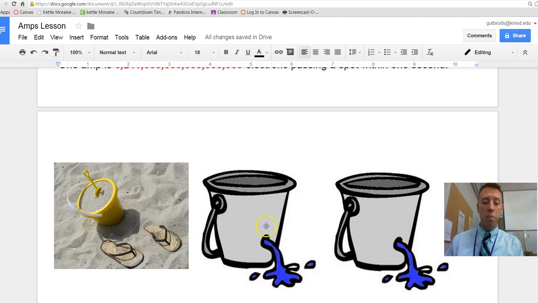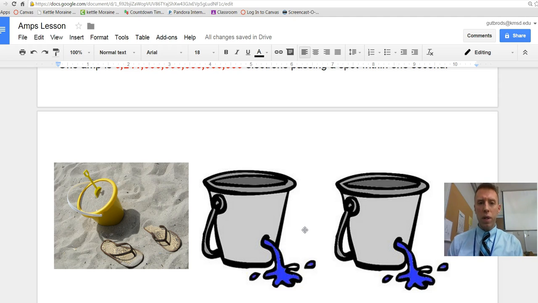We put a hole in that bucket. Let's just say bucket number 1. Here's bucket number 1. We put a hole in that bucket. Let's say it's the size of your pinky. So look at your pinky and imagine we drilled a hole in that bucket the size of your pinky, and now that sand is pouring out.